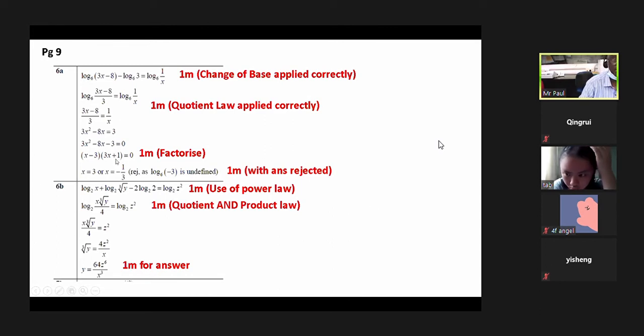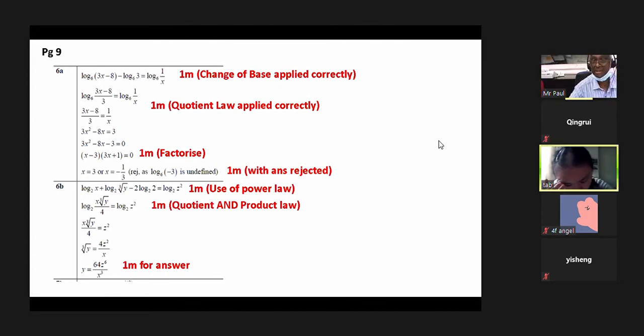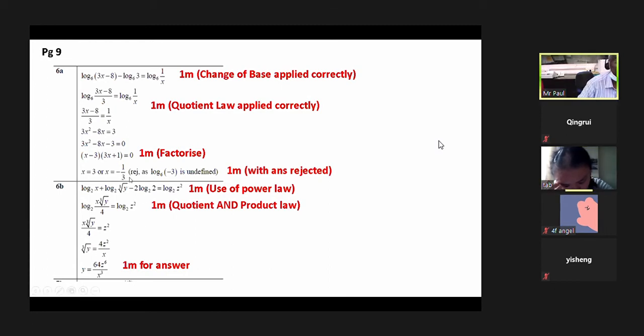Why do you reject minus 1/3? If you don't reject, you lose your 1 mark here. Why? See, if you put x as minus 1/3, this is negative. Then here minus 1/3, then this is negative. And you know you cannot log a negative number. You press your calculator, log 10 minus 3, error, right? So have to reject. If not, you get 3 marks. Okay, let's go on to 6B.